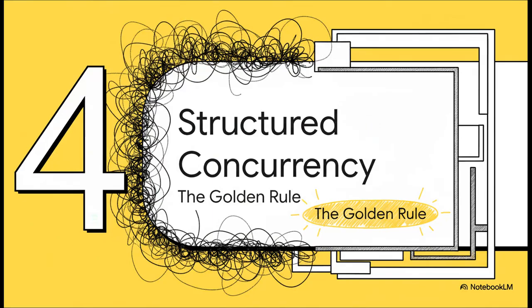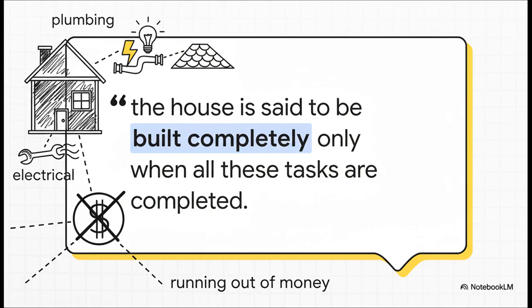Okay, so having these super powerful pausable functions is fantastic, but it could also lead to total chaos, right? What if you launch a coroutine and then just forget about it? That's where modern coroutines introduce a truly brilliant idea: structured concurrency. I absolutely love this analogy from Rashanjot Singh.